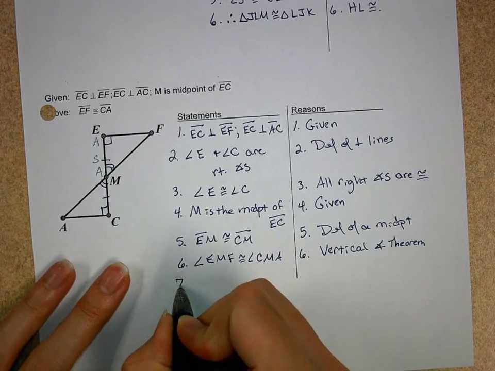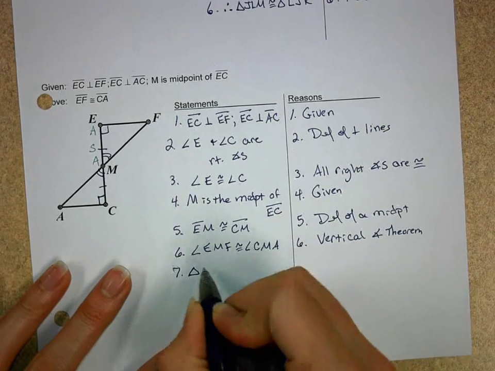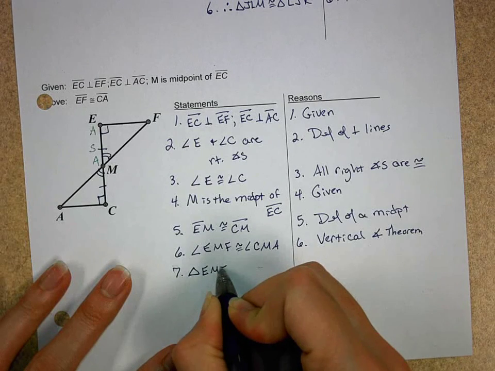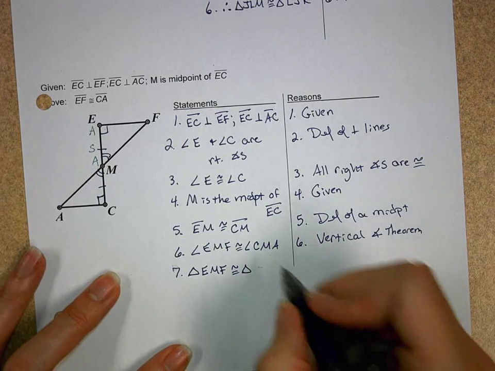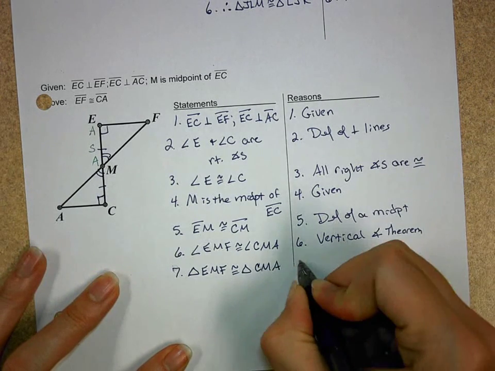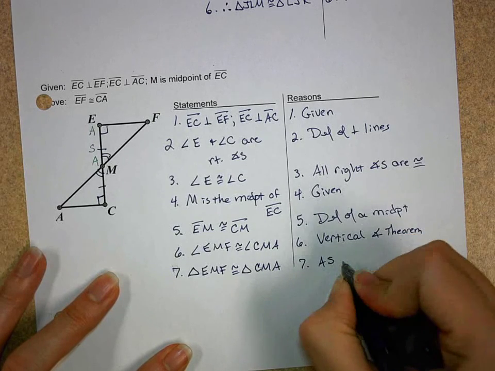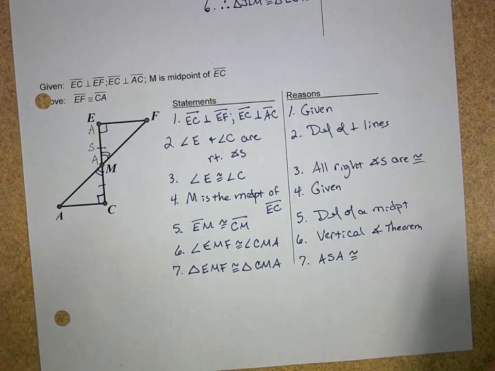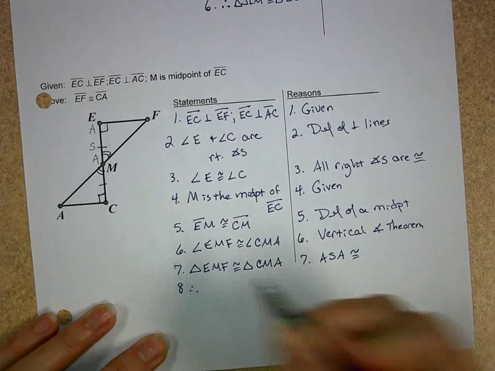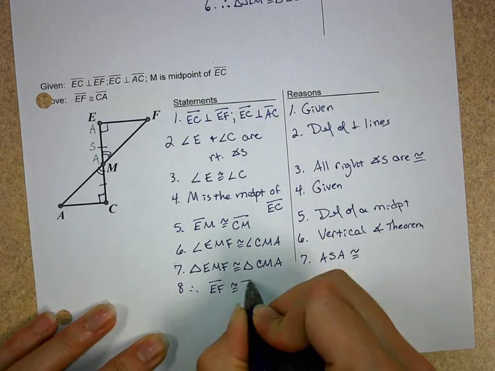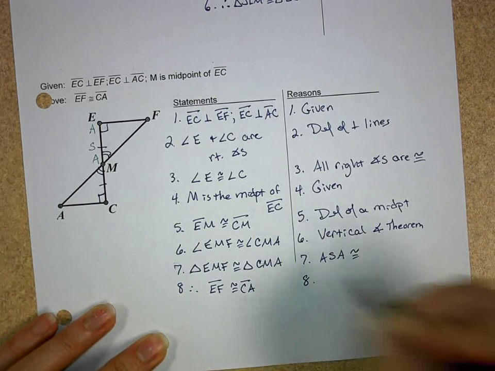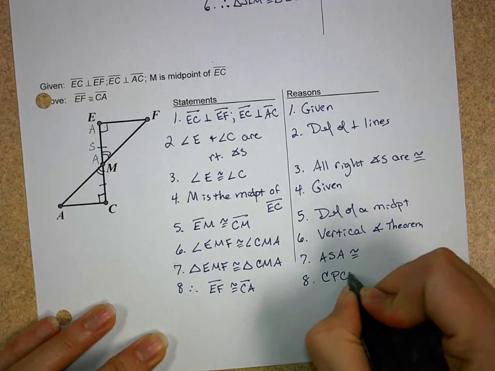So my next step, I'm going to get triangle EMF is congruent to triangle CMA. And that's going to be using angle, side, angle congruence. Now, because those two triangles are congruent, what can I assume about segment EF and CA? That's right, they're congruent. So therefore, segment EF is congruent to segment CA. Why? Because corresponding parts of congruent triangles are congruent.